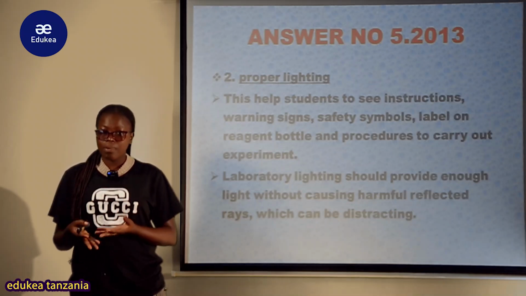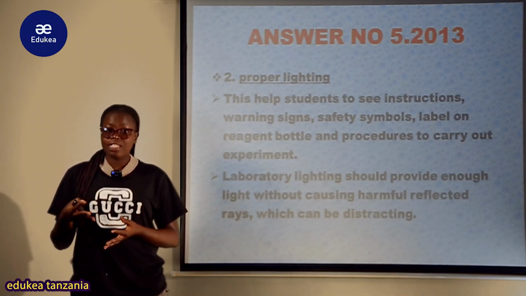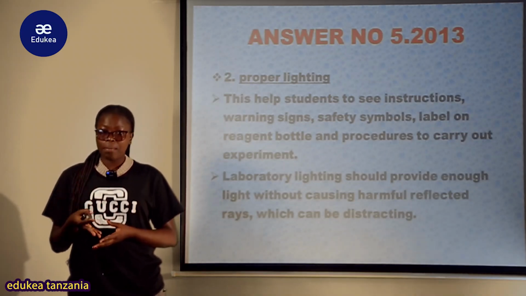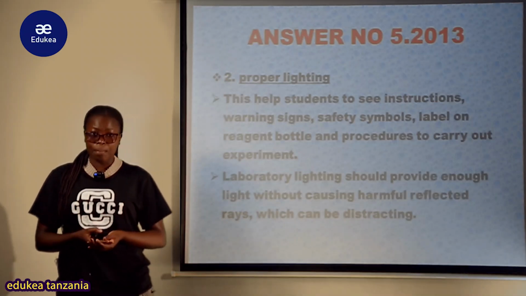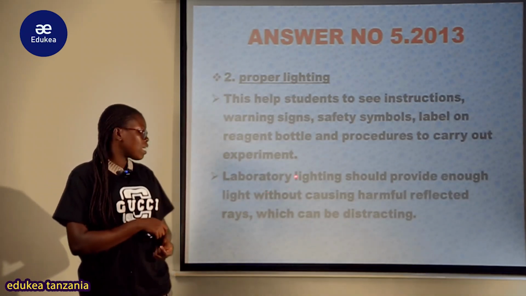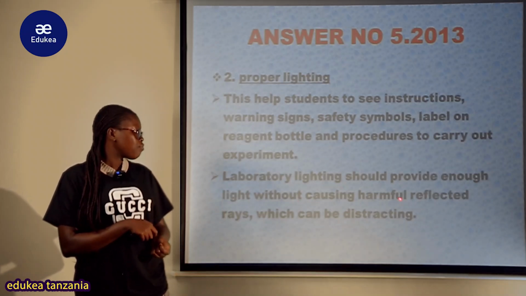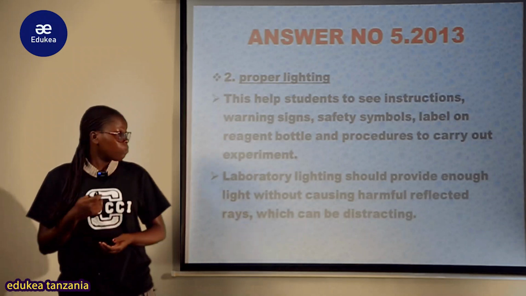So there must be an adequate amount of light, ili wanafunzi waweze kusoma the instruction on how to use the chemical, waweze kuzi-identify so as to ensure the safety while they are in the laboratory. Also, the laboratory lighting should provide enough light without causing harmful reflected rays, which can be distracting.